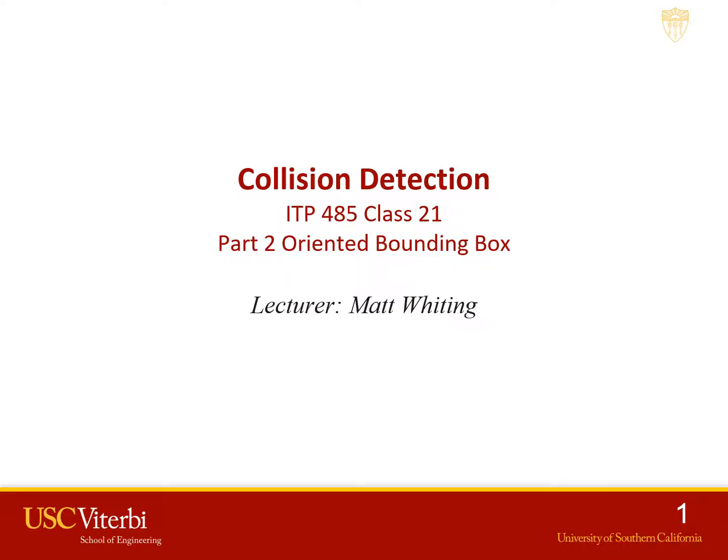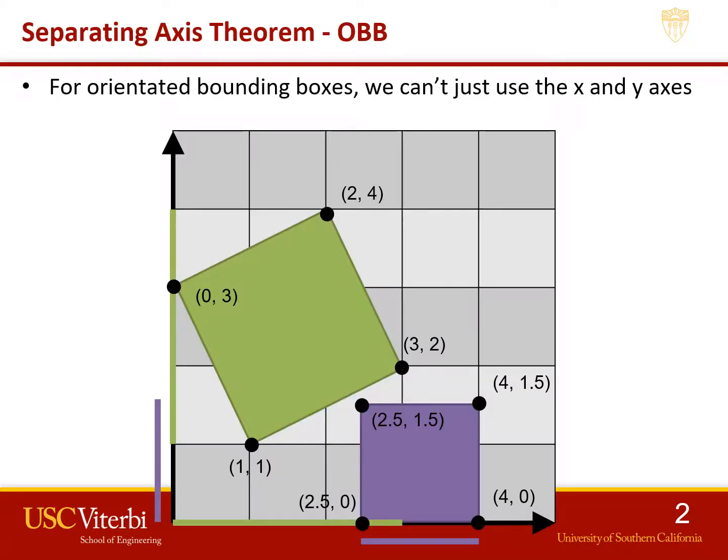Okay, let's get slightly more complicated with the oriented bounding box. The oriented bounding box, or OBB for short, is still a box. It's any kind of rectangular shape, but now it can be rotated to an arbitrary angle. Whereas with the AABB, we knew that the separating axis had to be either the x-axis or the y-axis because the bounding box was aligned with those axes.